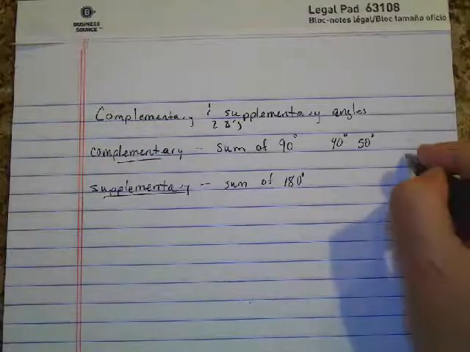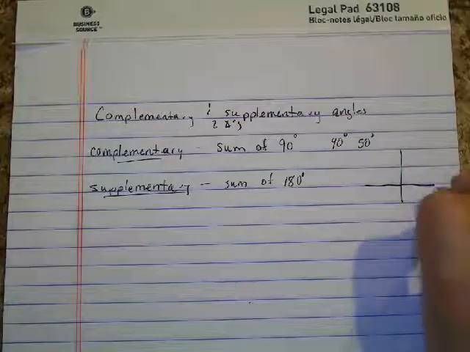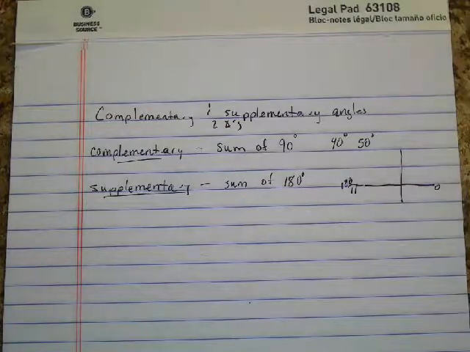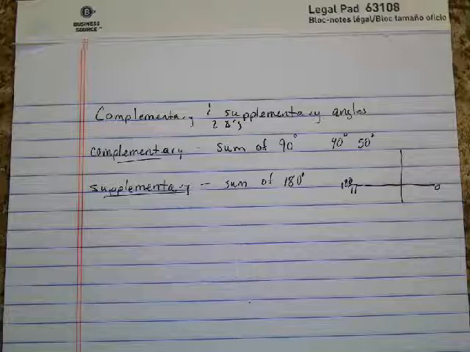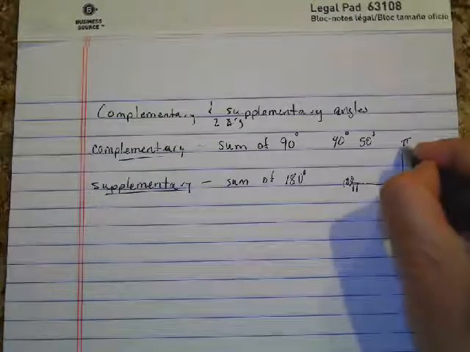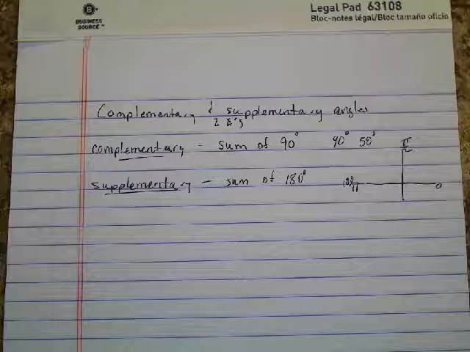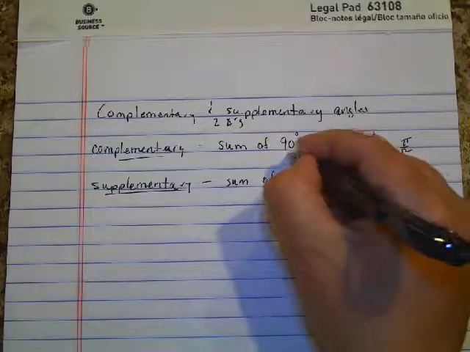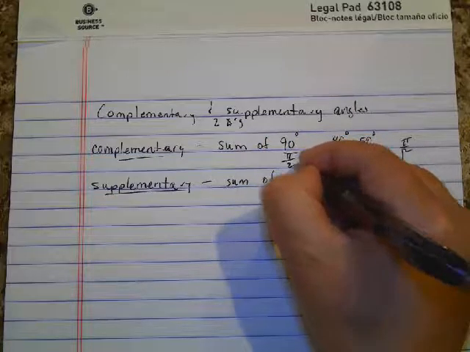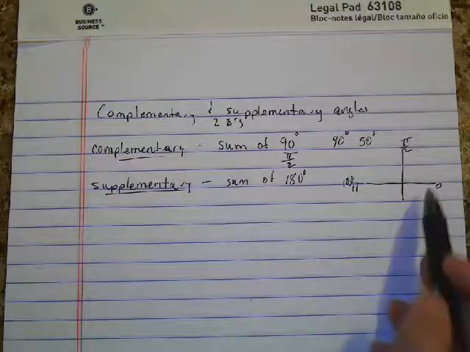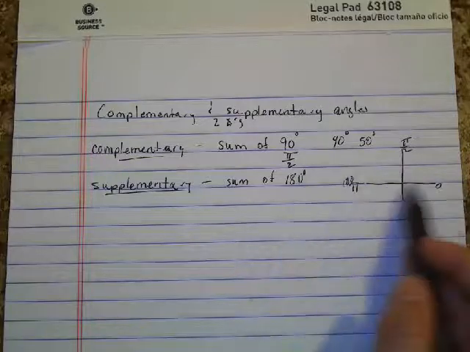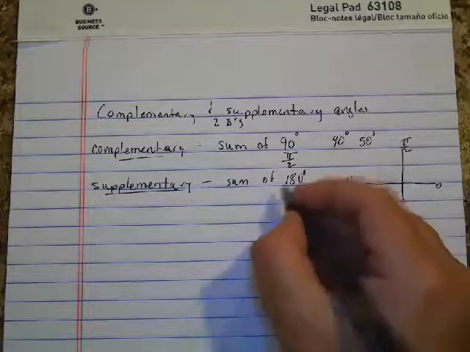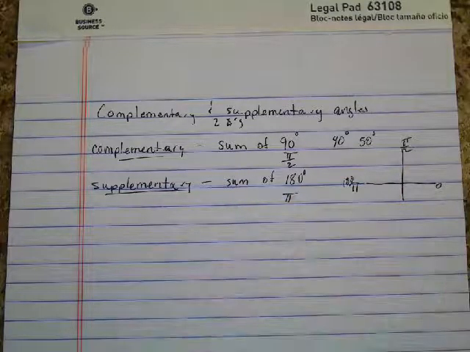So if we think about our circle, this is 0, this is pi for 180, and this then would be pi over 2 because 90 is half of 180. So when we're talking about complementary angles, we're talking about the sum of two angles whose sum is pi over 2. They have to add together to be 90 degrees or pi over 2. And then supplementary, their sum would be not only 180, but they could be pi.